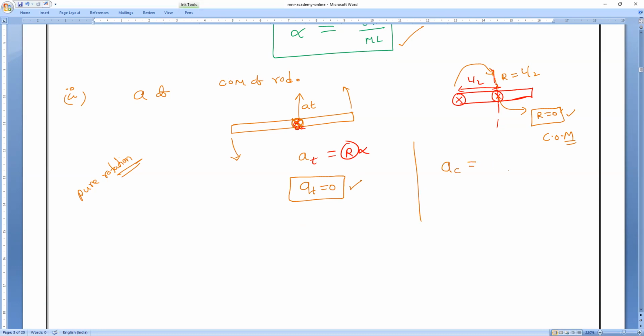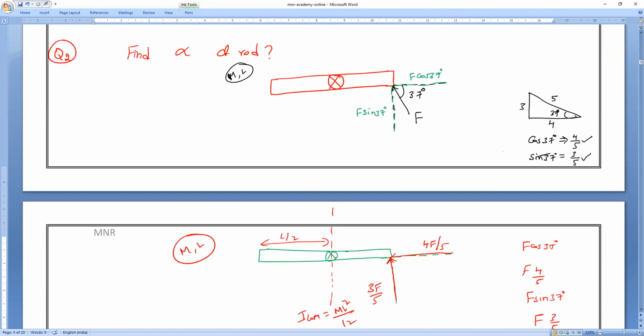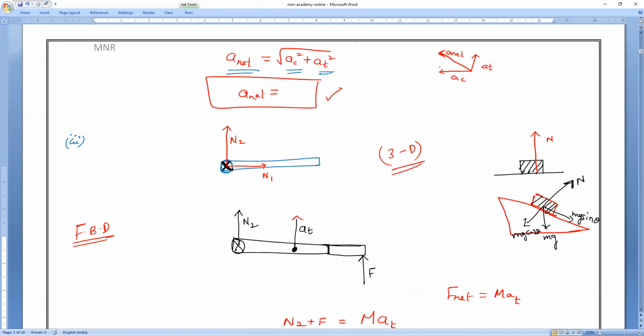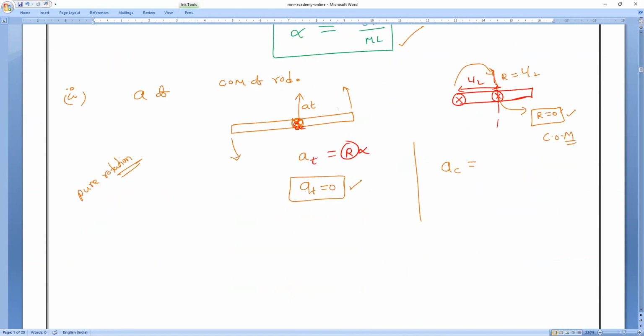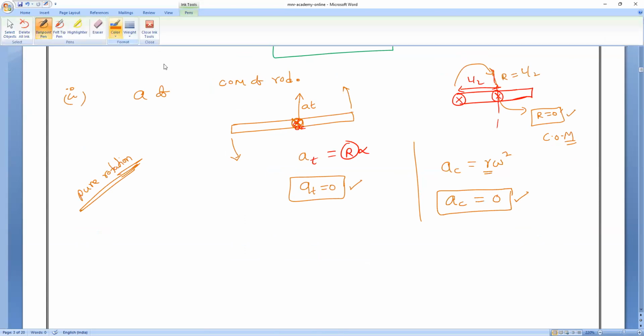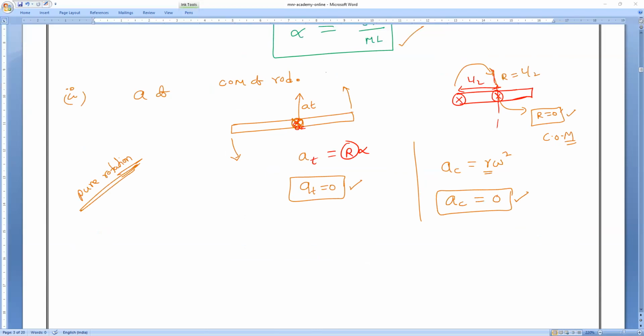Next, centripetal acceleration. What is the centripetal acceleration formula? R omega square. R is again 0, so centripetal acceleration is also 0. Remember, it is called pure rotation. In pure rotation, centripetal acceleration and tangential acceleration are both 0. I hope you all understand. Any doubt you can ask.